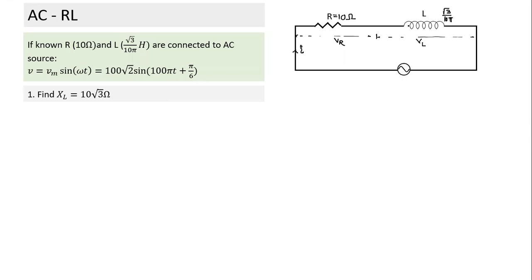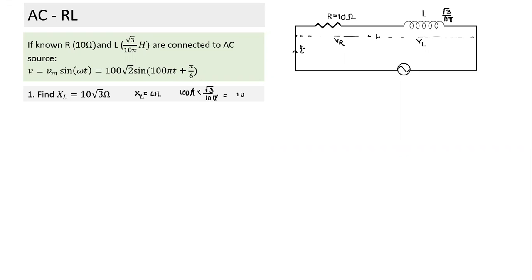First thing, whenever it's given like this, we find XL. What is XL equal to? This will have a property similar to resistance. XL, in case of an inductor, is equal to omega times L. What is omega here? Omega is 100 pi. So 100 pi into L, which is √3 by 10 pi, becomes equal to 10 √3. That's XL.